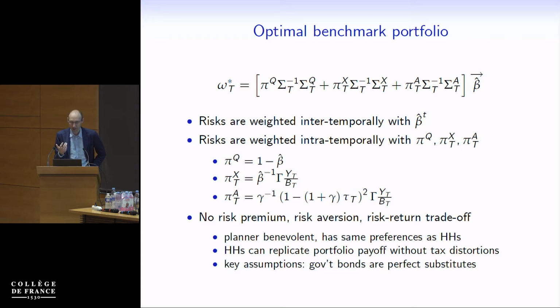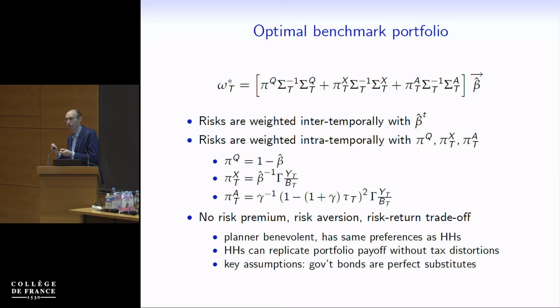Why is that? Well, the planner is benevolent. The planner has the same preferences as households. Suppose government and households could trade the same securities. Then whenever the government tries to chase some yield, ultimately it would just give that money back to households. Households can chase those yields in exactly the same way. The households and the government face exactly the same trade-off.